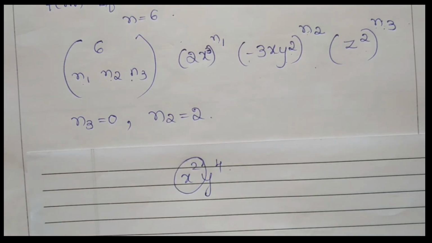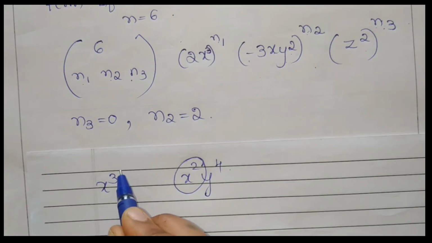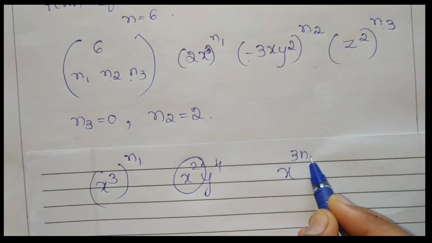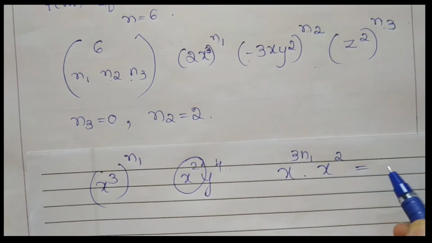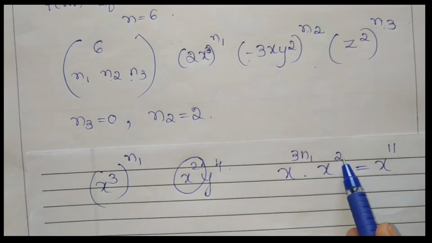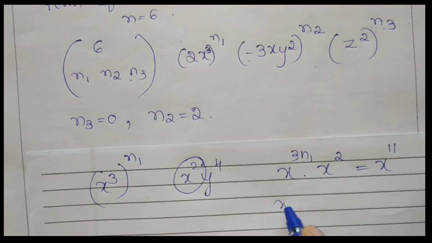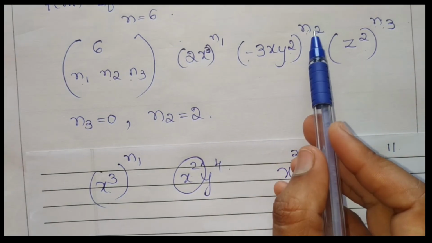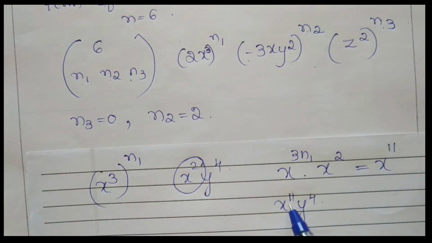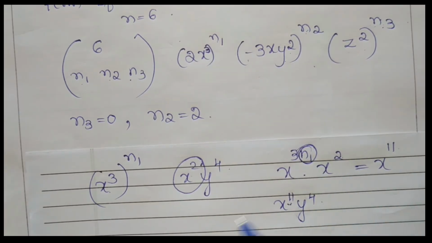So here there is already a square. Here there is x cube. So totally I have to choose n1 so that x raised to 3n1 plus this x square is equal to how much? x raised to 11. Okay. So this is the case. 3n1 plus this 2 should be equal to 11, because we want the term x raised to 11 y raised to 4. y raised to 4 we already got, if we choose n2 is equal to 2. So now I need the x raised to 11 term. Already x square is there, so here we have to put the value of n1 so that I can get x raised to 11.